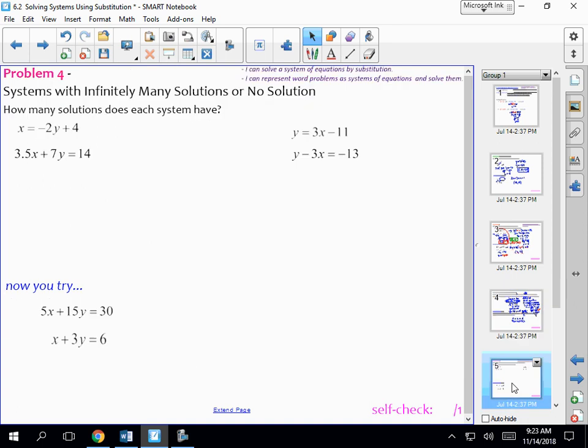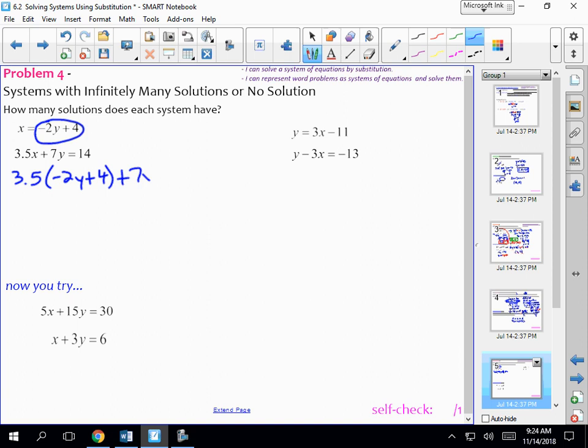One more thing to address here, and that is, do all systems have a solution? Well, when we were graphing, and you had parallel lines, remember the parallel lines case? There's no solution. And when you were graphing and you solved for y, and you noticed both equations were the same equation, they had infinitely many solutions. So I just want to show you what that looks like when you're doing substitution. So if I take x equals negative 2y plus 4, we get 3.5 times negative 2y plus 4 plus 7y equals 14. So I'm just plugging in negative 2y plus 4 for x.